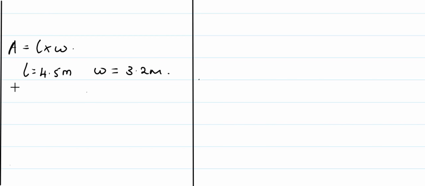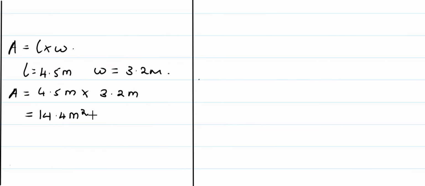So first of all, we do the area. We know area is length multiplied by width, so it will be 4.5 meters multiplied by 3.2 meters. Then 4.5 multiplied by 3.2 is 14.4 meters squared. That is the area. But we are told to give this area in centimeters squared first. So we already know 1 meter squared is 10,000 centimeters squared.